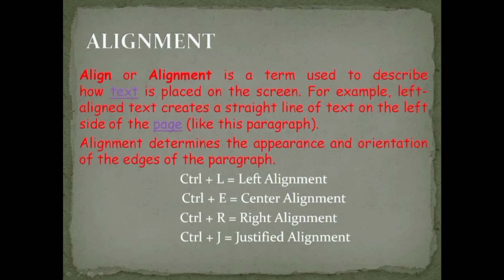The next alignment is the right alignment. The shortcut key of right alignment is Ctrl plus R. The text is aligned along the right margin while leaving a little space towards the left margin. This alignment is mostly used to put the date on a letterhead. Basically, we will use this type of alignment while pasting the date in our letterhead or in any letter.